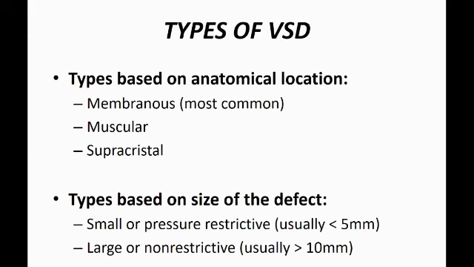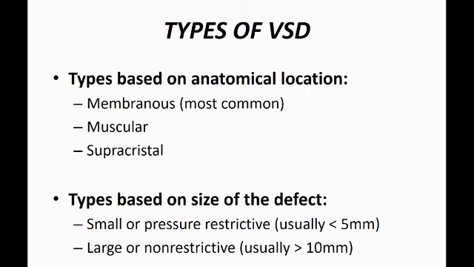We can further divide the types of VSD based on their anatomical location and based on the size of the defect. VSD is called membranous VSD if it is located in the membranous part of the ventricular septum. It is called muscular VSD if it is located in the muscular part of the ventricular septum. And VSD is called supracrystal VSD when it is present just above the cusp of the aortic valve.